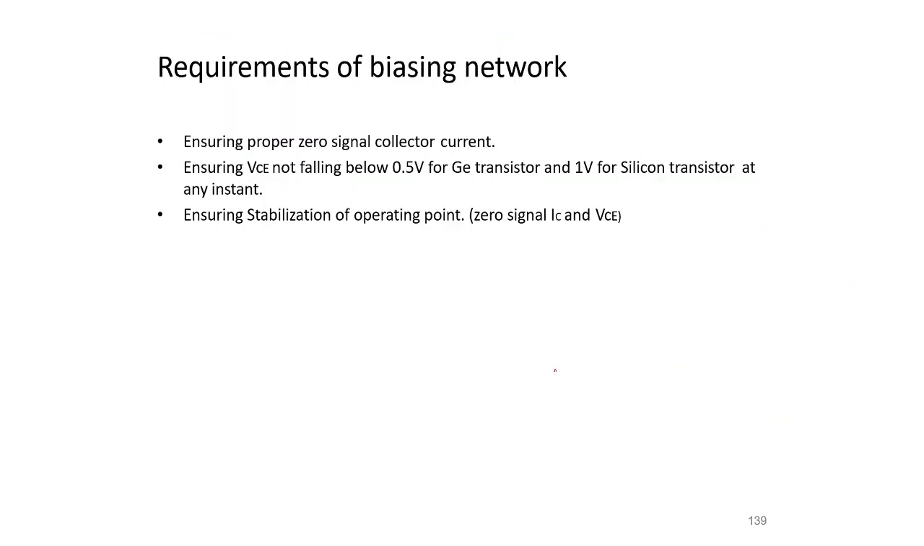So the requirements for the biasing network mainly are ensuring a proper zero-signal collector current. Also, VCE should not fall below 0.5 volts for a germanium transistor and 1 volt for a silicon transistor. And it must ensure that the Q point is fixed with respect to the coordinates of VCE and IC, at the proper operating point.